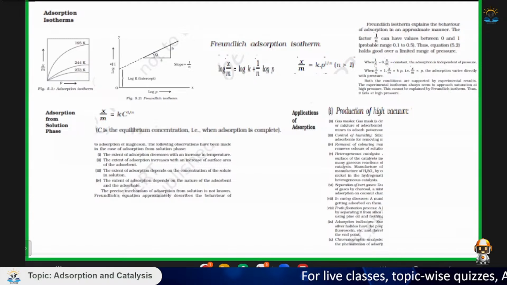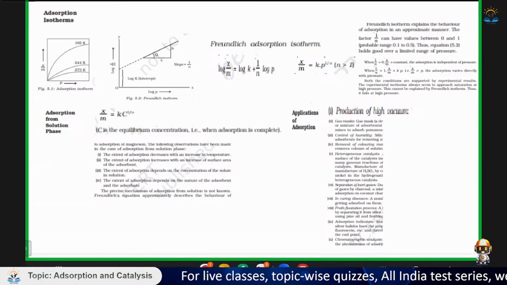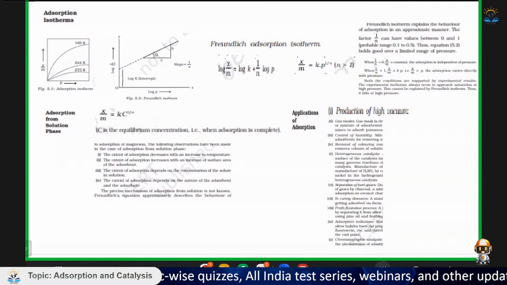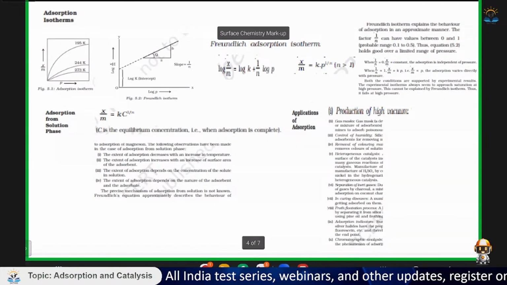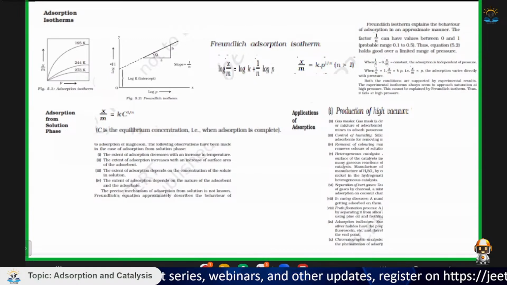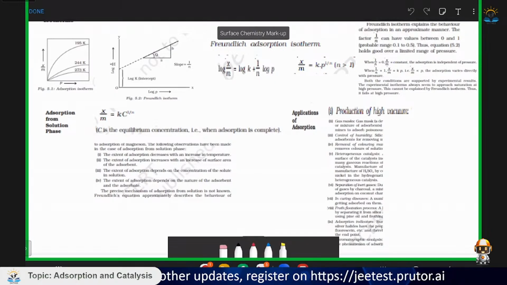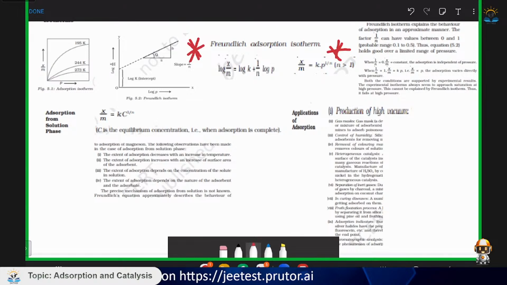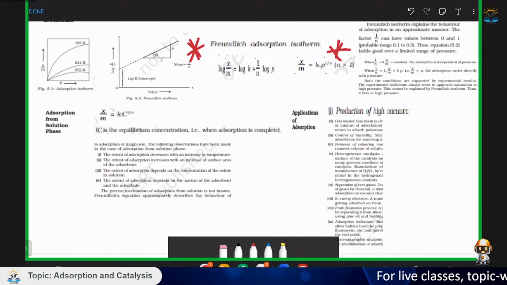This cannot be explained by Freundlich isotherm, because it fails at high pressure. Those are the graphs; graphs are important. Adsorption from solution is approximated by Freundlich by replacing the partial pressure of the adsorbate with the equilibrium concentration of the adsorbate.